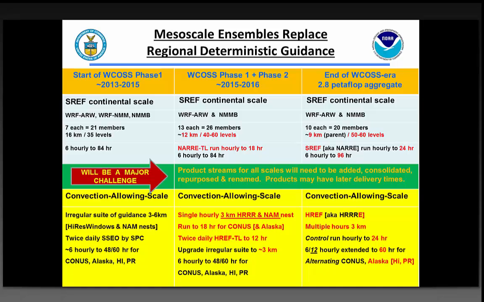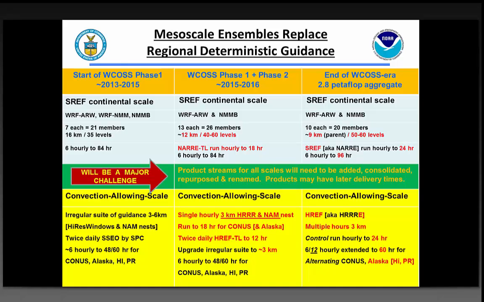And this is roughly about the same configuration as we have now, except that a good portion of the members will represent extensions of the convection allowing scale members, which will be an economy of scale, so the runs aren't going to be as expensive, and it will take advantage of these higher resolution runs. Also, I've developed an alternating strategy to reduce the large cost of doing the convection allowing scale ensemble by alternating between the CONUS domain and the Alaska domain, and hopefully we'll be able to accommodate, either this time around or with the next computer, Hawaii and Puerto Rico ensembles as well.